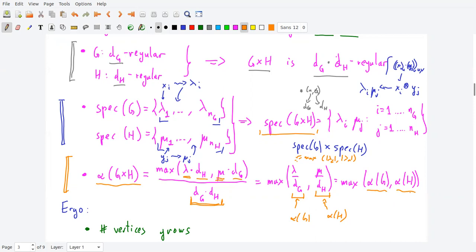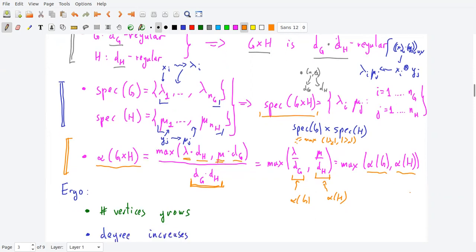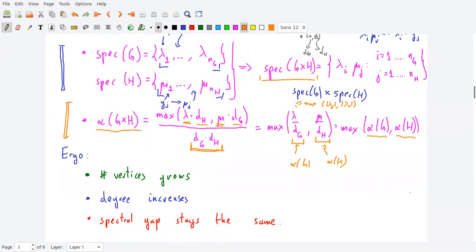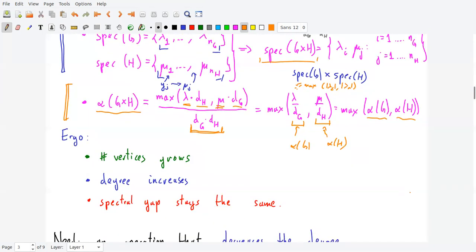Yeah, so in other words, if I take a tensor product of two graphs that are good expanders, I get a graph that is a good expander. This is the moral of the outcome of this construction. So to summarize, what this tensor product construction achieves.